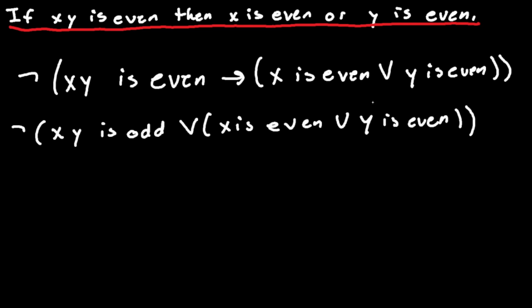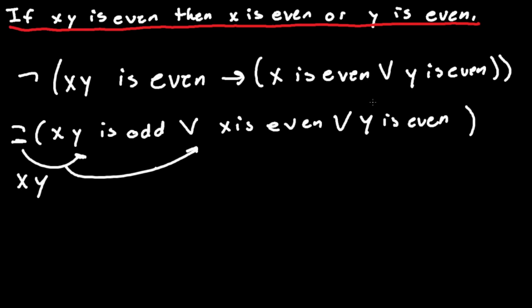And now, here's the thing. We can remove these parentheses because everything is with an or operator, correct? So every statement is separated with the or operator. But here's the thing. We can use De Morgan's theorem to distribute this negation into the statement. De Morgan's, right? So we negate this statement, x is even.